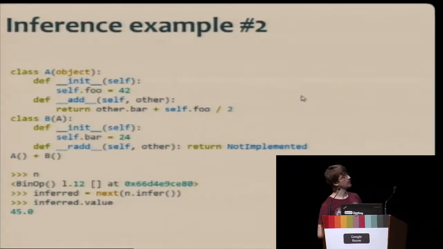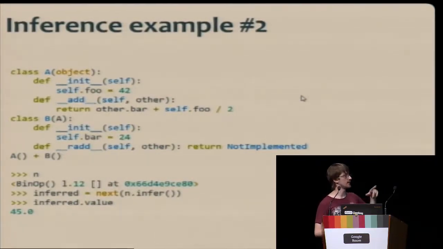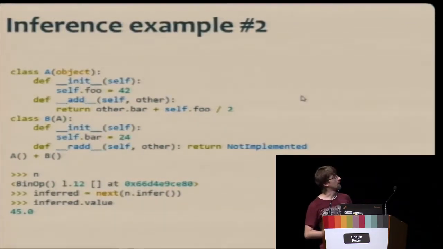And in this particular example, on the left-hand side we have a supertype, which is A. As you can see, A is a supertype for B because B has A as its base class. And on the right-hand side, we have B, which is a subtype of A. And the rules are a little bit different in this case, because if the semantics were the same as for the different classes rule, then the first method, dunder add, would always be called, which is wrong.